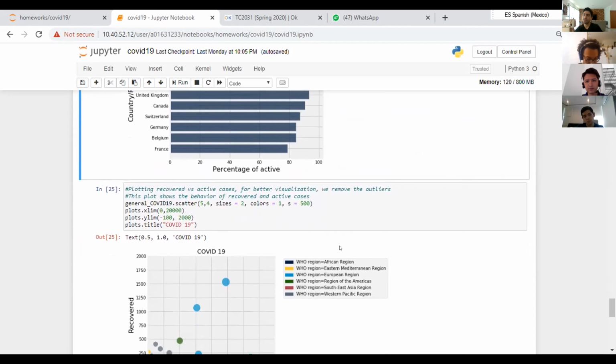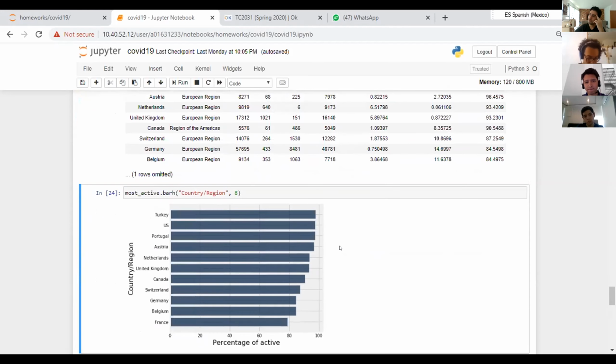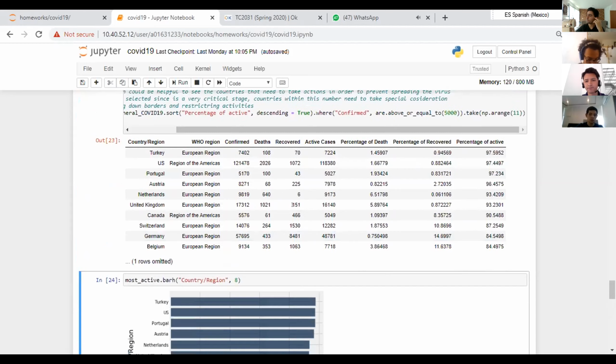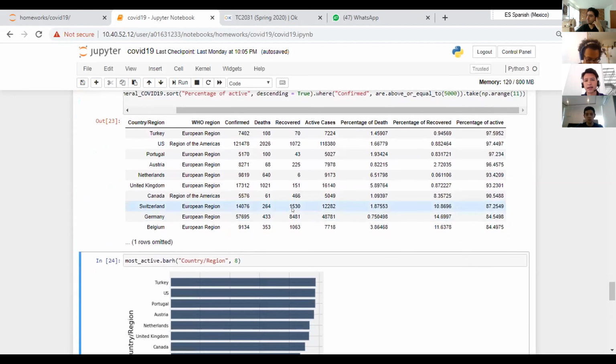I didn't get it. What does that 97% mean? 97% of the active cases that have coronavirus that is still active, that is not deaths or recovered. Oh yeah. So there are people that have the virus.